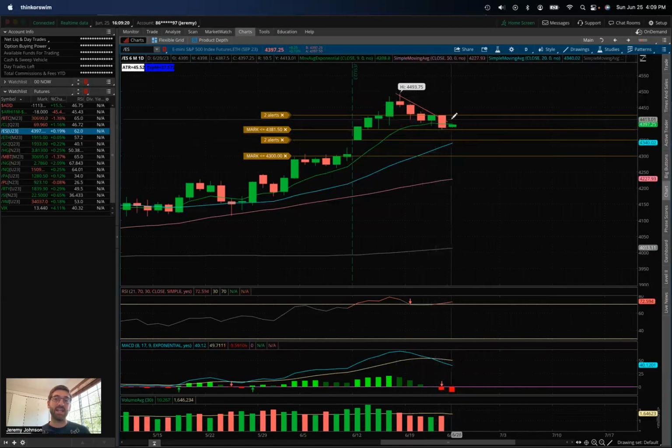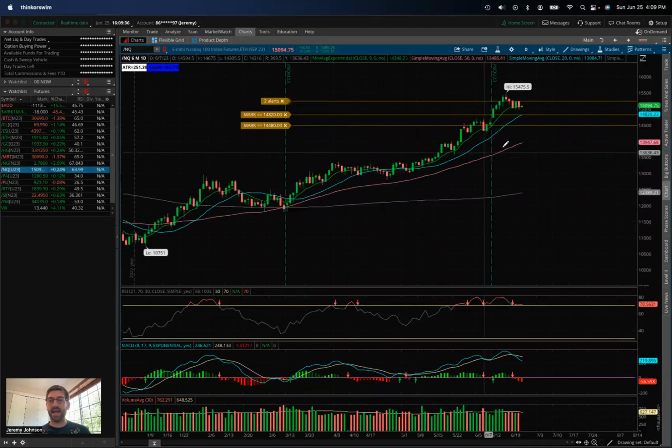Hopefully we get another day here just kind of hanging out between that zone within the body of Friday's candle. I would love that, mostly because it would let this rising 20 period moving average catch up and play support and act as support up here.